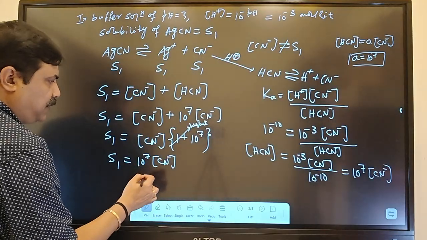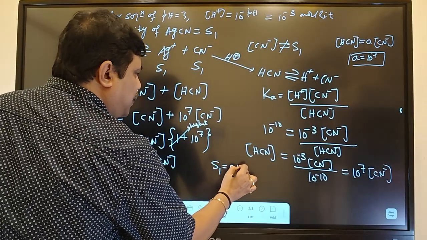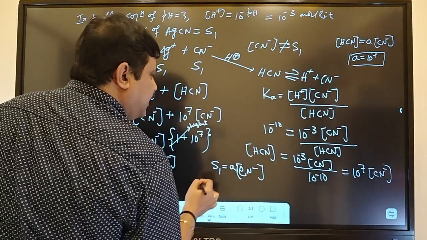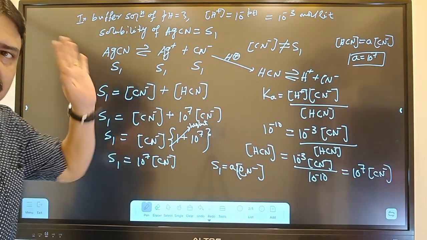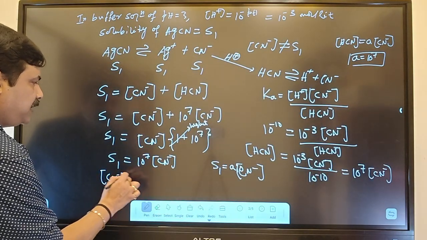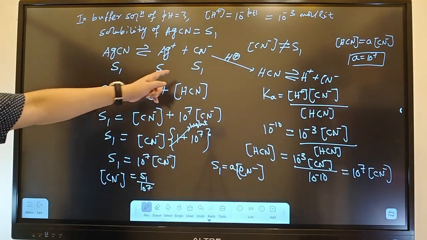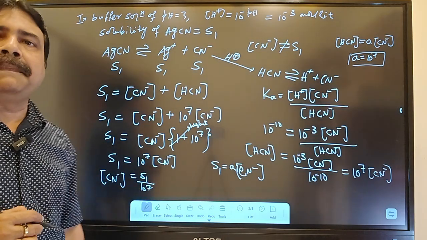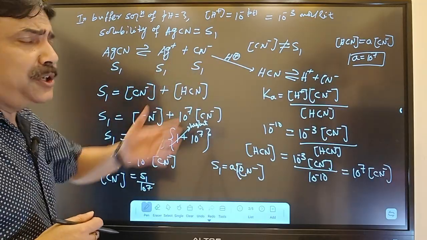And then immediately what you are getting, S1 equals 10 power of 7 into cyanide ion concentration. So we already know 10 power of 7, that way I can write S1 equals A into cyanide ion concentration. Why? Because I told you the A value is nothing but 10 power of 7, because in the next problem it will come into work. Then cyanide ion concentration will be equal to S1 by 10 power of 7. So now that's why I told you cyanide is not exactly S1, but S1 by 10 power of 7.